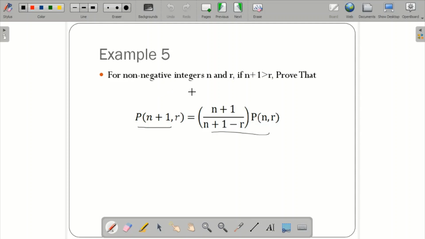So this is regarding example 5. This is the end of the permutation. Thank you.